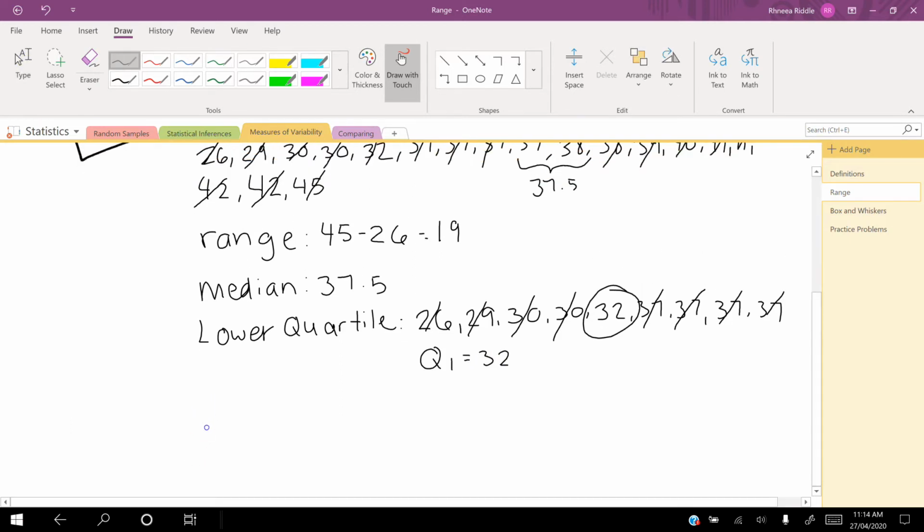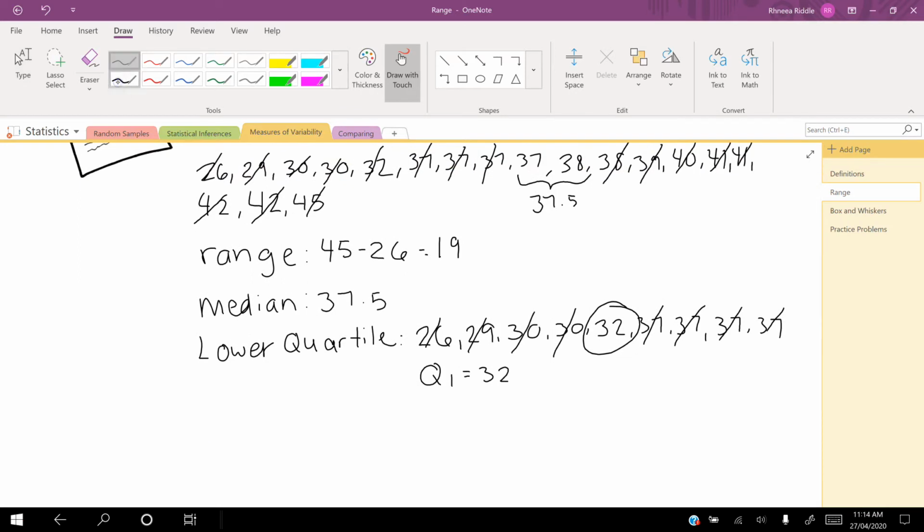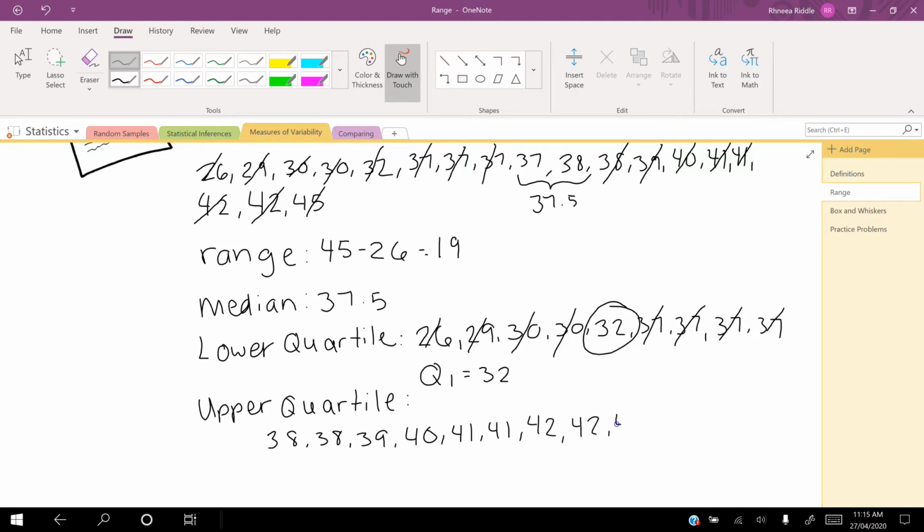So next we're going to go ahead and do the upper quartile. So again, not including the median, we're going to list out our numbers. We have 38, 38, 39, 40, 41, 41, 42, 42, and 45.